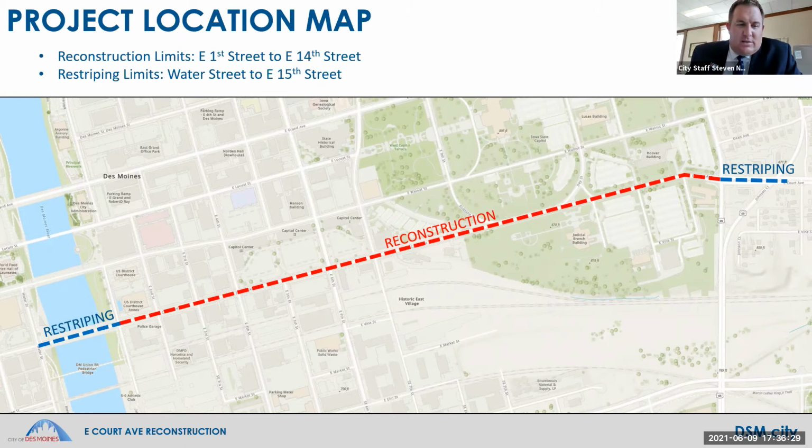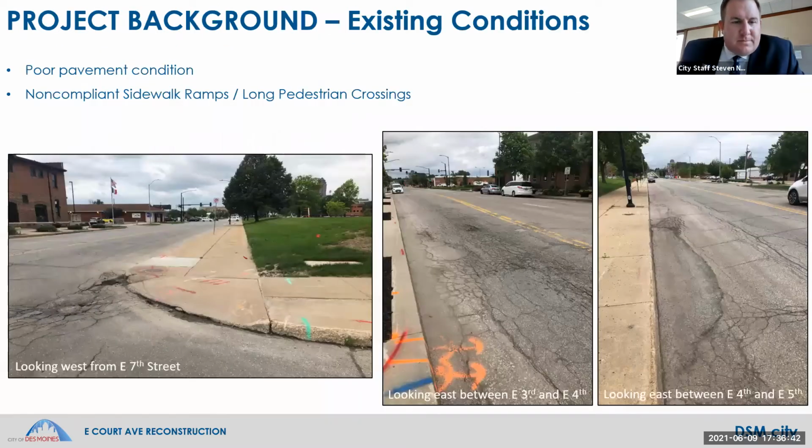So we'd like to do some restriping across the bridge, and then also restriping across over to East 15th to provide connectivity for our bicycle network there. Corey, if you can go to the next slide, please. And again, this is a slide that shows the condition of the streets there. You can see sidewalk curb ramps that are not compliant with the Americans with Disabilities Act there. Okay, next slide, Corey, please.